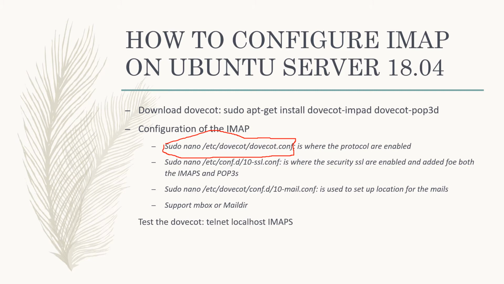Okay, so you go to sudo nano /etc/dovecot/conf.d/10-ssl.conf. So this is where you add the security encrypted files for both IMAPS and POP3S, so that all secure mail can be received through it. So you're just configuring it.